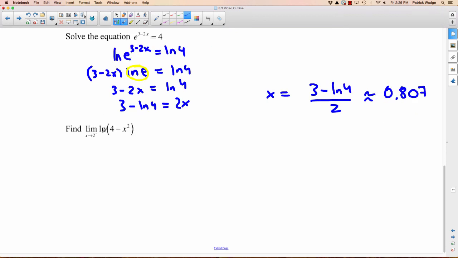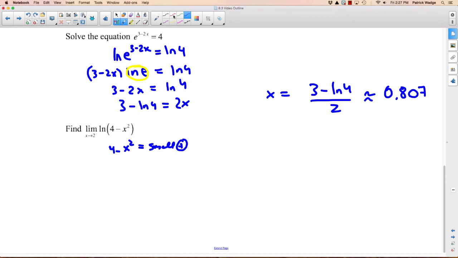Okay, last question. Find the limit of the natural logarithm of 4 minus x squared as x approaches 2 from the left-hand side. So if we just look at this bit, the 4 minus x squared, and if we put a number just a little bit smaller than 2 in there, we're talking like 1.9999, right? And then we square it. A number just a little bit less than 2 that's squared is now going to be just a little bit less than 4. So when we do 4 minus x squared, we're going to have 4 minus a number just a little bit less than 4, which means we're going to have a very small positive.